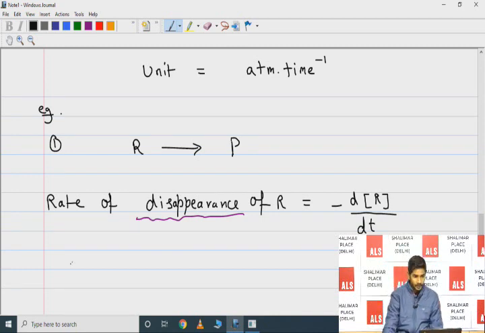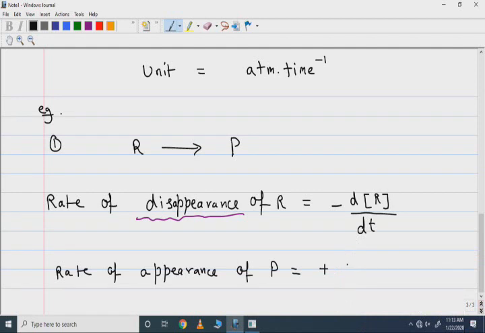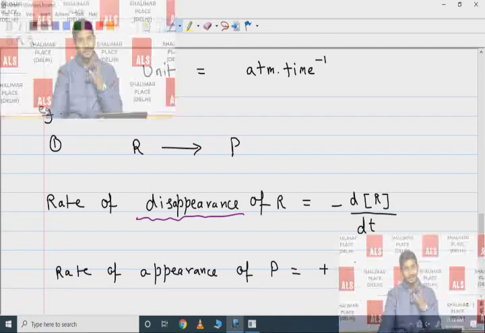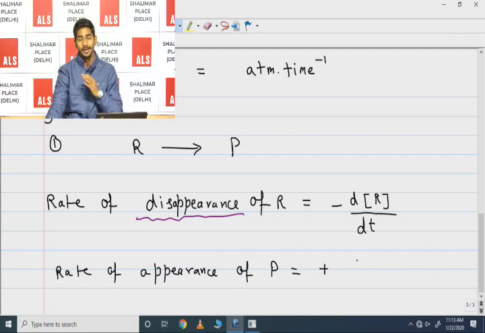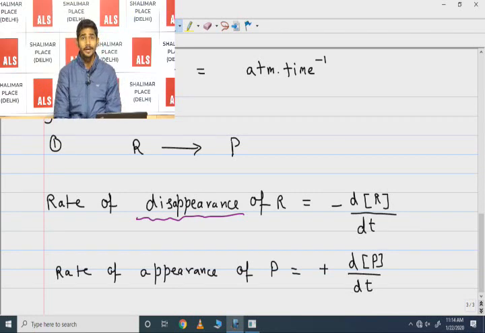That's it. If I say rate of appearance of P, what can I say? With the positive sign. Right now I'm using the words disappearance and appearance. Later on we will not use any such words, we will simply use the symbols. dP upon dt. This is how I can write the rate for the reactant and the product. Please copy it.